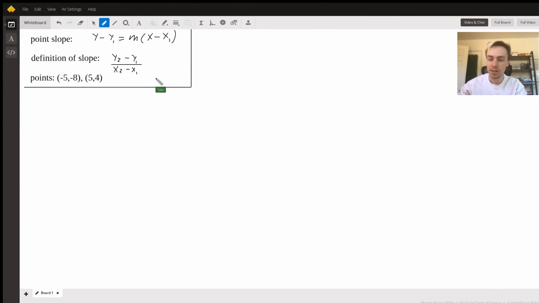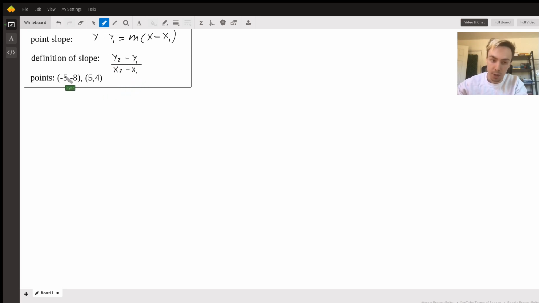Hi, so we are tasked with finding an equation of the line that passes through the points (-5, -8) and (5, 4). So we're going to use two different things for this. The point-slope form of a line, which is just y minus y1 equals m times x minus x1. M here is, of course, just the slope. The definition of the slope is given as rise over run, or y2 minus y1 divided by x2 minus x1.